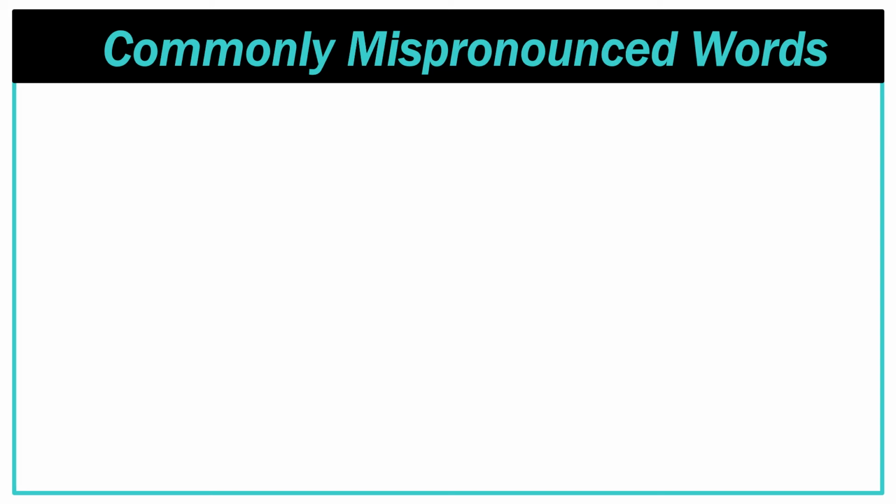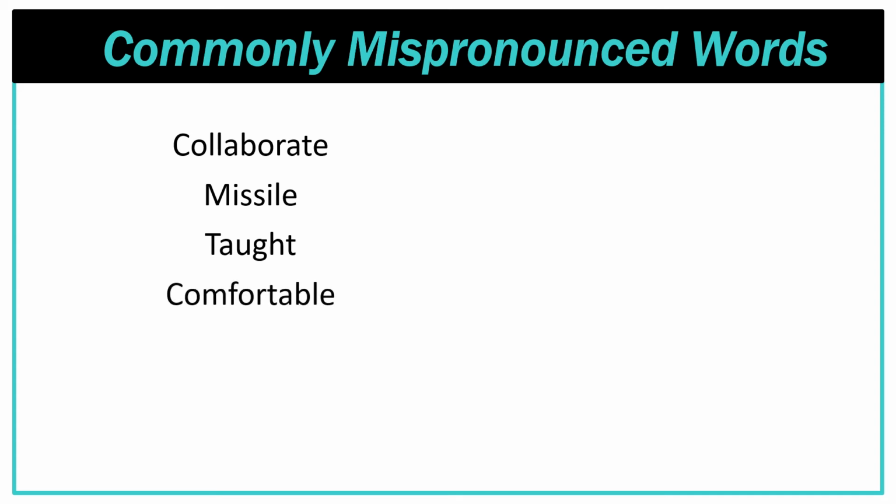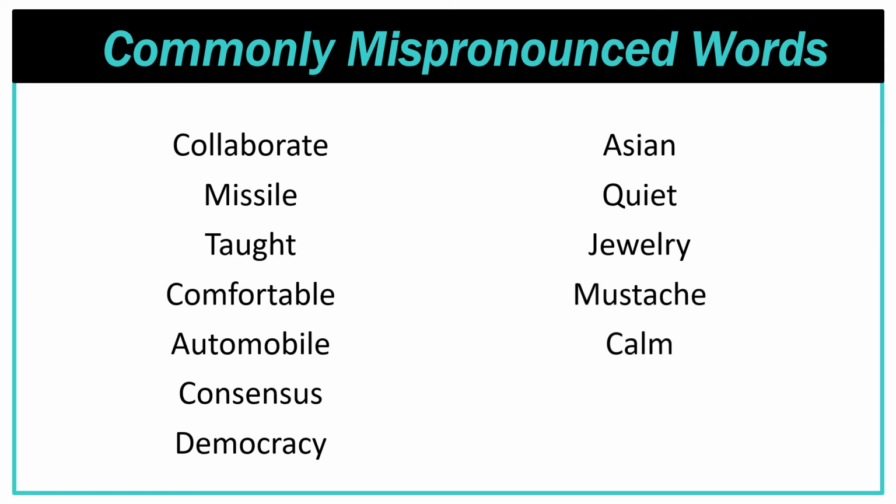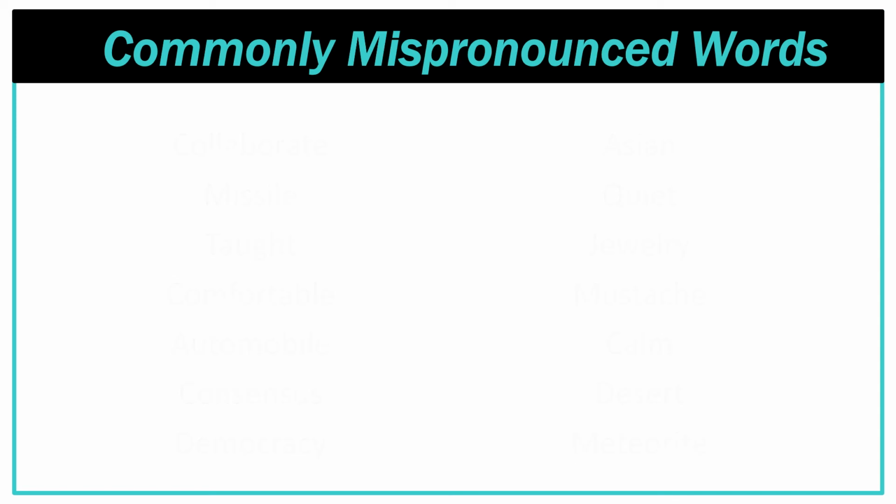Let me very quickly say the words one more time. Please listen carefully. Collaborate. Missile. Taut. Comfortable. Automobile. Consensus. Democracy. Asian. Quiet. Jewelry. Mustache. Calm. Desert. Meteorite. Now you say the words.